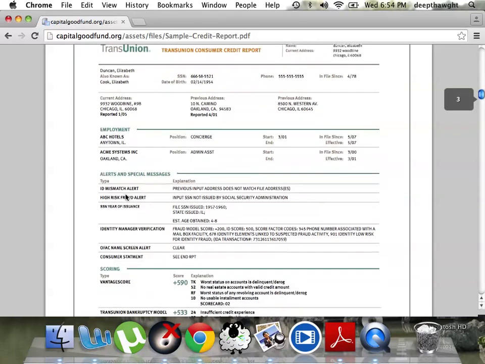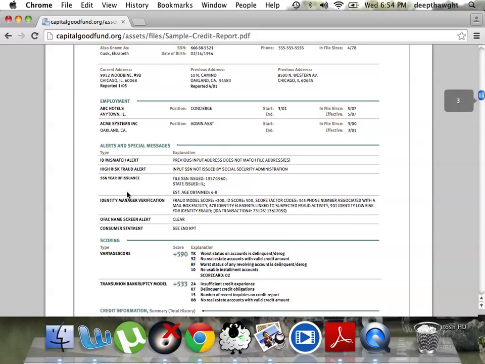So under this section here, you have alerts and special messages. So ID mismatch alert. Previous input address does not match file address. So what that means is, like I said before, if the address doesn't apply to you, get it deleted, because you will get alerts, to alert the credit bureaus that an address is similar to yours. And again, you could be getting debts pulled into your credit report that do not belong to you. Now, underneath that, it says high risk fraud alert. Input Social Security number, SSN, not issued by Social Security Administration.